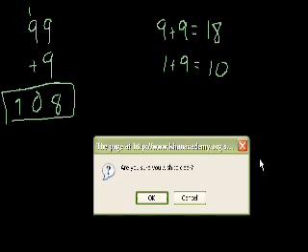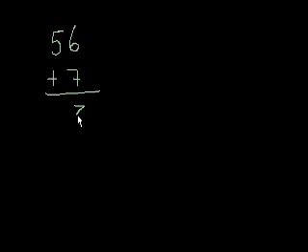Let's do one more problem. Let's say 56 plus 7. Well, what's 6 plus 7? Well, 6 plus 7 is 13, right? If you get confused, draw out everything again. And then you get 1 plus 5. 1 plus 5 is 6, 63.